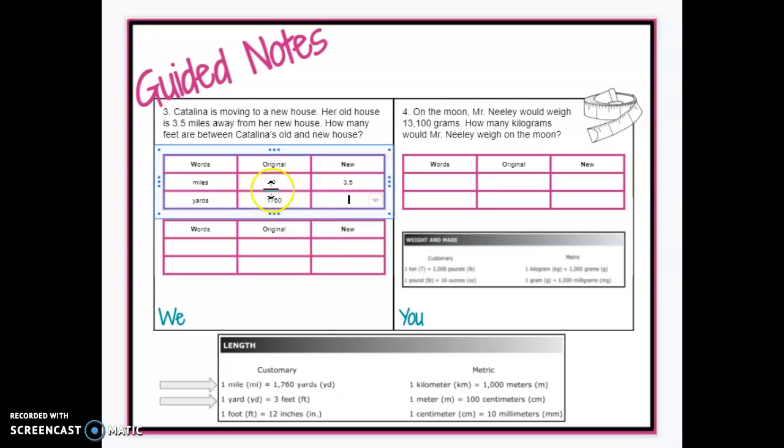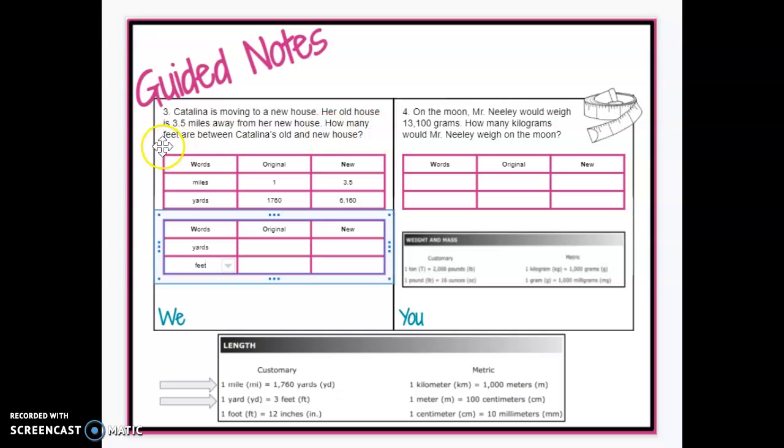So what I need to do, since I have a unit right here, 1 mile equals 1,760 yards, and I need 3.5 miles, I am going to go ahead and multiply. And the ones I'm going to multiply, because if I do a cross multiplication and then I divide, dividing by 1 is just going to be whatever answer I have. So 1760 times 3.5 gives me 6,160 yards.